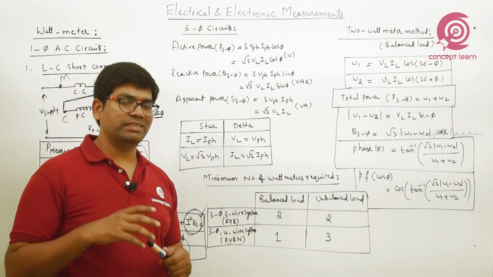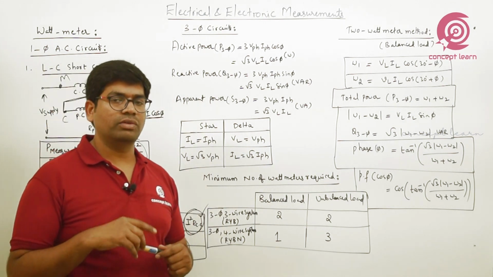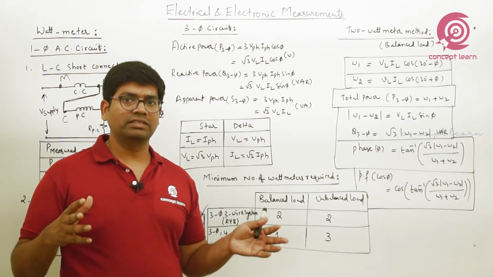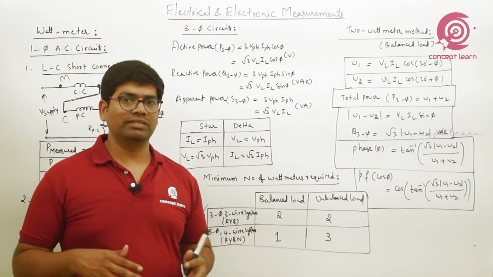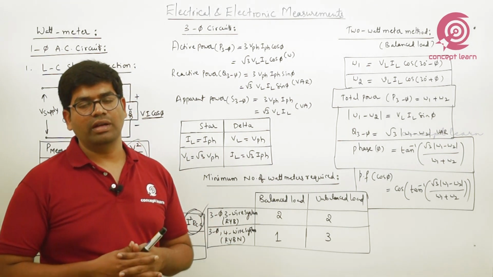Again we can classify the loads into two different ways: balanced load as well as unbalanced load. Whenever the impedance and the phase angle are equal in all three phases, we get the balanced category, so that the currents and voltages are equal.